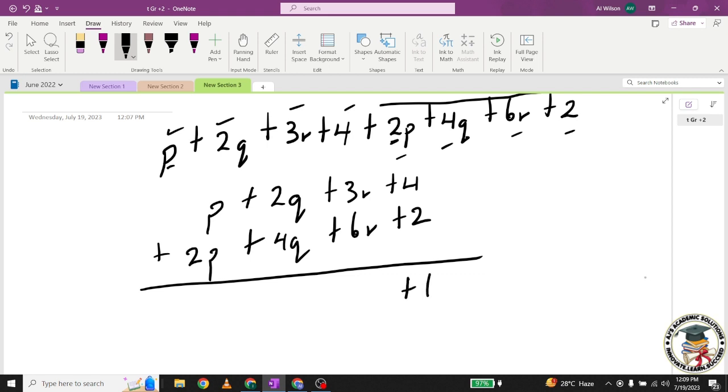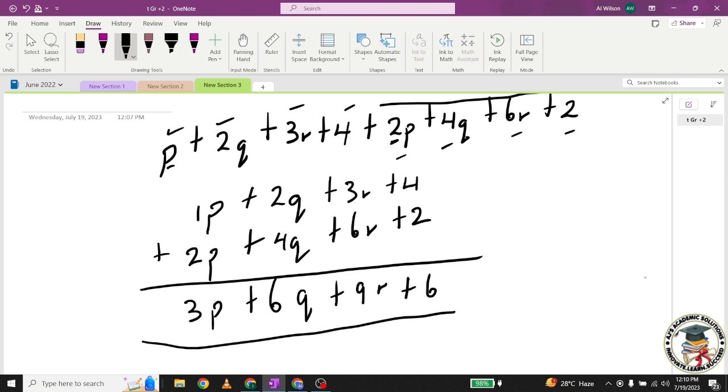4 plus 2 is 6. Here is R. So 6 and 3 is 9. Plus, now we have Q. 2 plus 4 is 6. Plus, now again, remember, whenever you have a letter by itself, the number here is 1. So we have P, 2 plus 1 is 3. Giving us the final answer as 3P plus 6Q plus 9R plus 6.